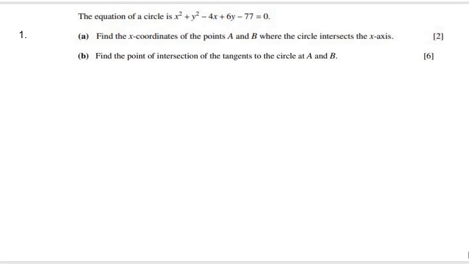So basically, in this first one, it says that we've got this circle equation, and they want us to find the x coordinates of A and B, where it intersects the x-axis. And this is an important thing to keep in mind, because what they're talking about are x-intercepts. An x-intercept is where y equals 0. All I've got to do now is take this and rewrite this equation, but make all the y's equal to 0.